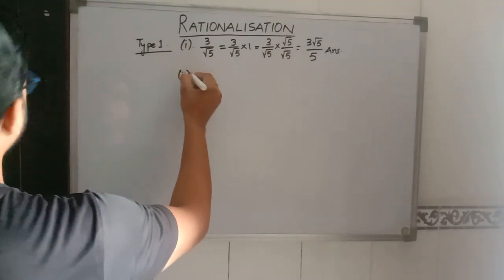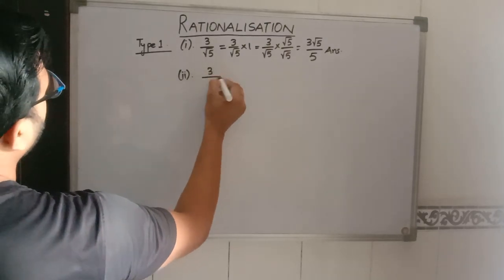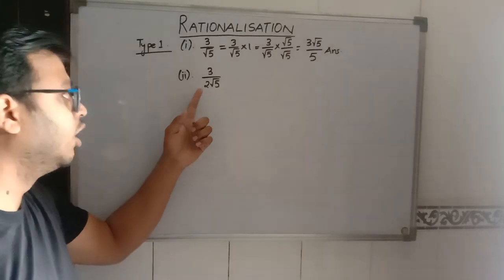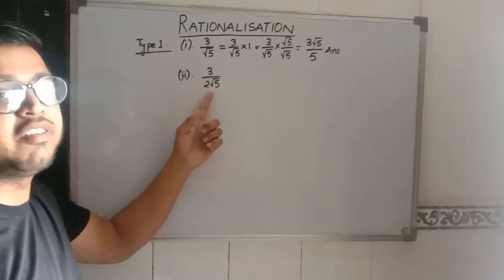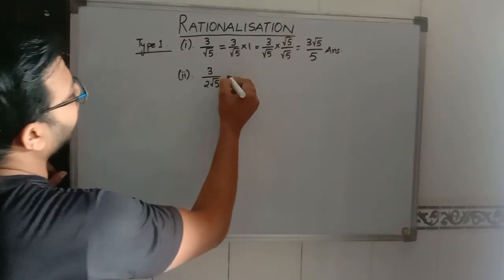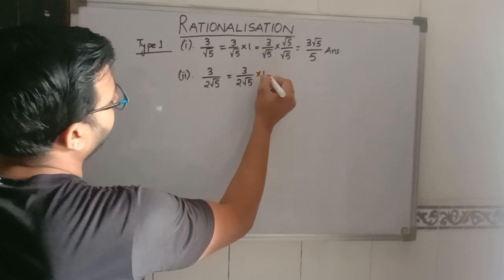Now the second part which I have is 3 upon 2 root 5. Now you can see that we have two numbers in the denominator, 2 is also there and root 5 is also there, but we have to concentrate on the root number only. So again we can write it as 3 upon 2 root 5 into 1.